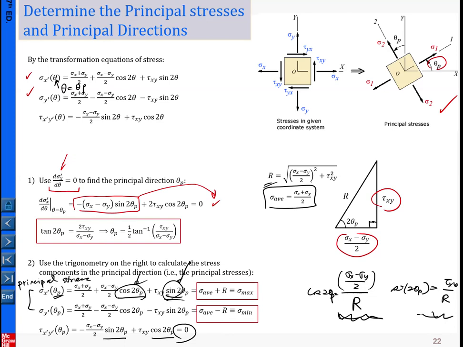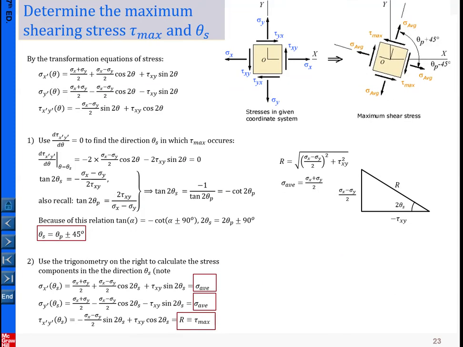If it is not equal to 0, that means you have some calculation error. So basically, this provides you a checkpoint. That is for the principal stresses and principal directions. In a similar way, on a different topic, we want to determine the maximum shear stress.